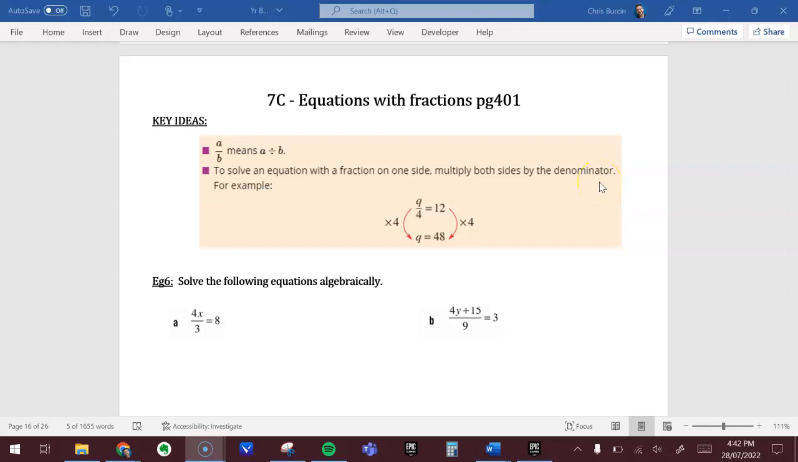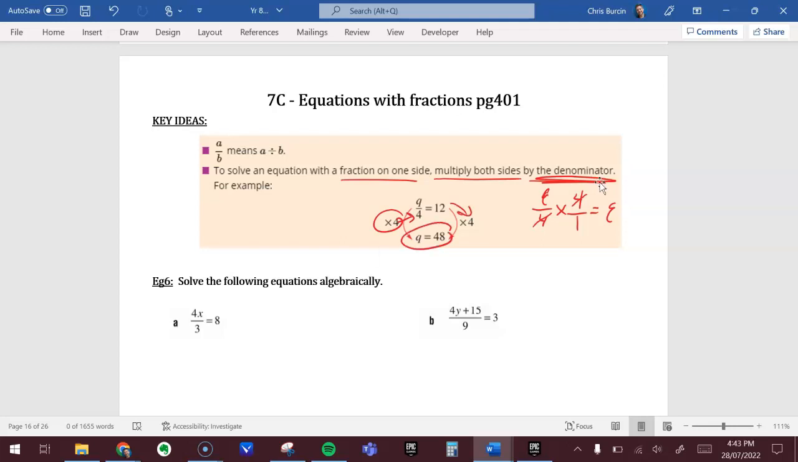Okay, equations with fractions might sound scary, not scary. So to solve an equation with a fraction on one side, multiply both sides by the denominator. Here's how it goes. If you had q over 4, and you imagine q over 4 times the number 4, or 4 over 1, we cancel them out and we get q. So exactly what we've done here, we multiply by the denominator. We've got to do it on both sides, and then we get our answer.